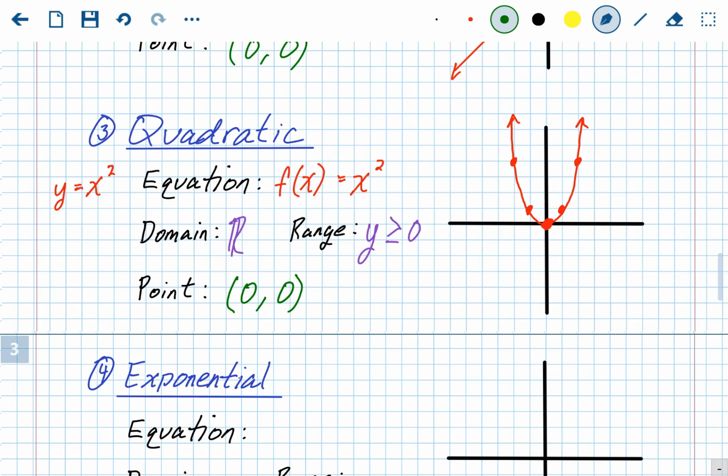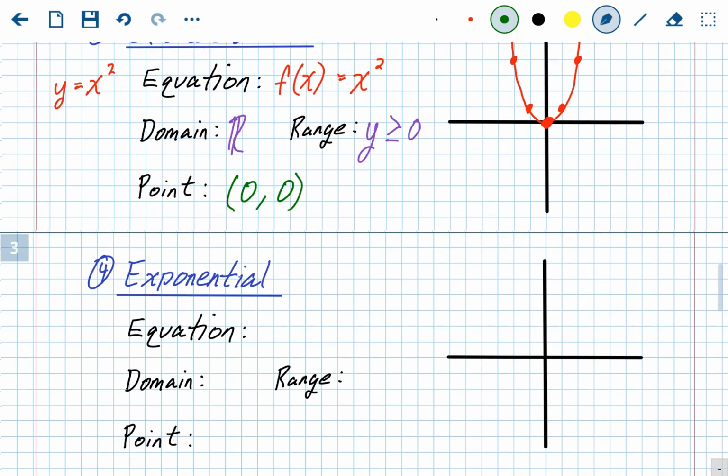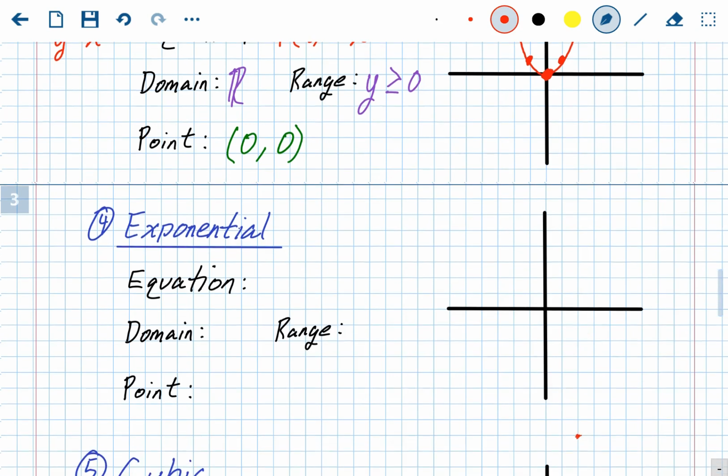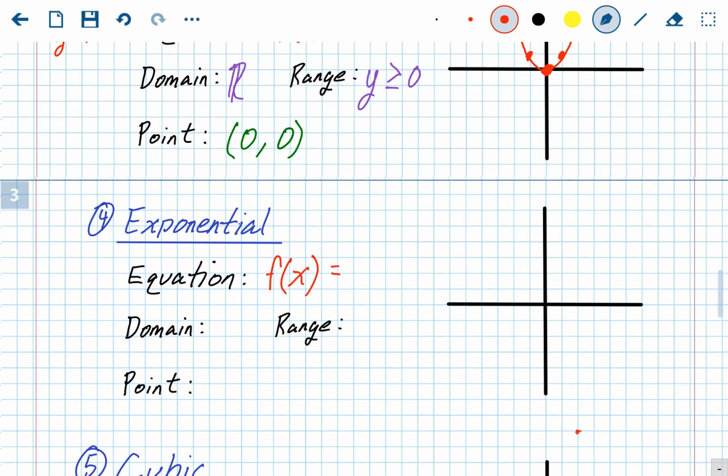All right, then if you remember from third quarter, we did exponential functions. The most basic exponential function that we had was f of x equals 2 to the x power. So remember, exponentials are when you have a variable in the exponent.